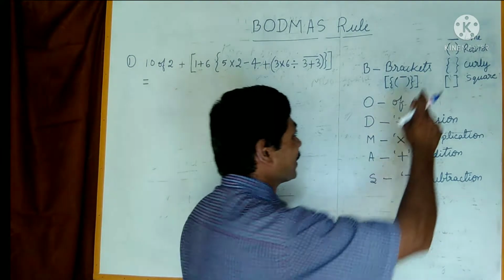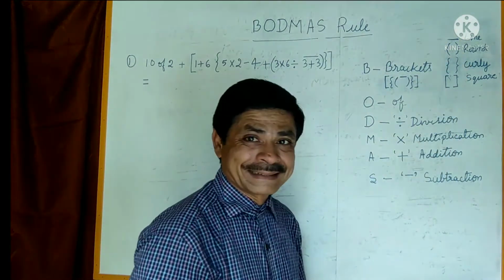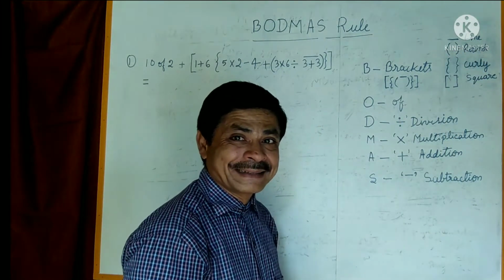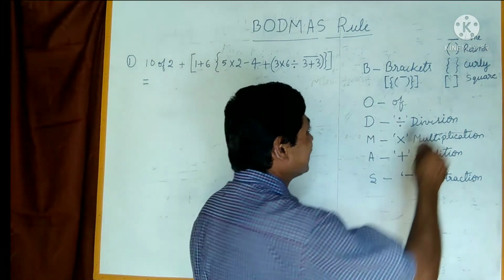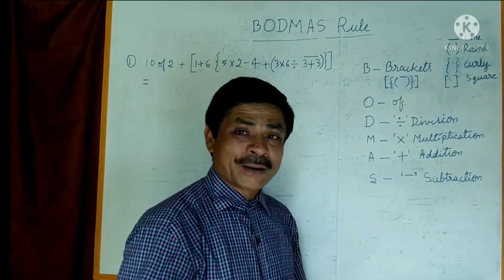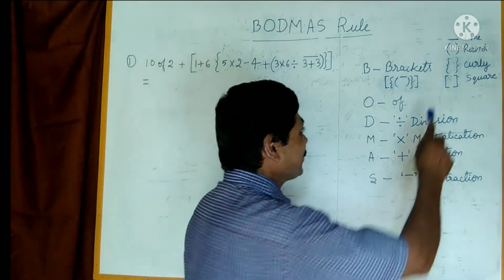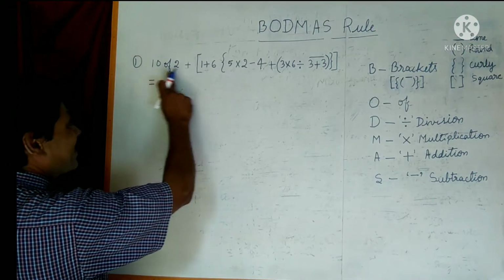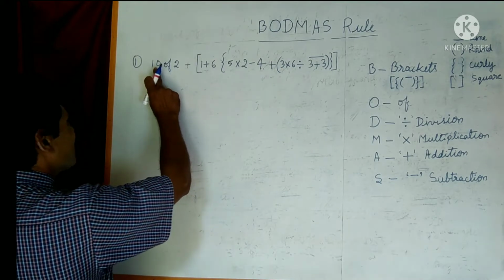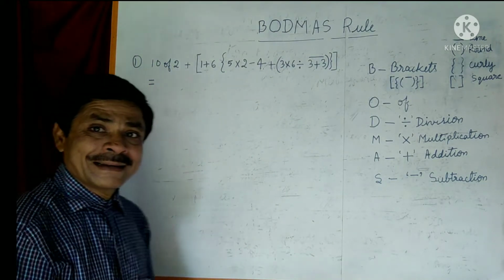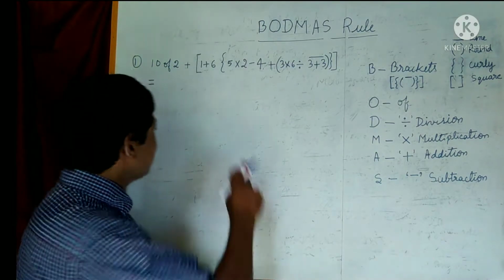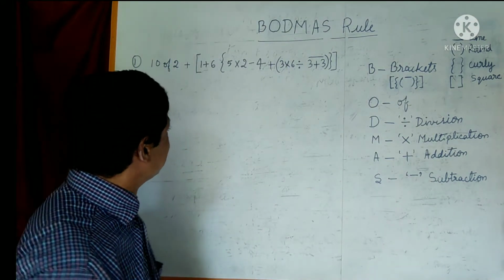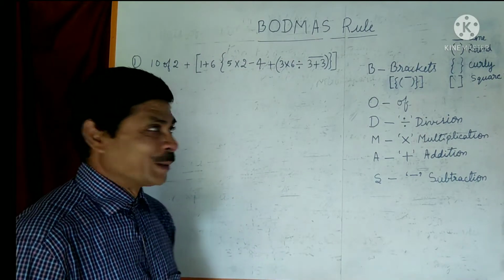First we have to solve the line bracket. Next we have to solve the round bracket. After that we have to solve the curly bracket or braces. Next we have to solve the square bracket. I have taken one example, and "10 of 2" has been written. Its meaning is 10 into 2. Right? Now let us solve the problem.